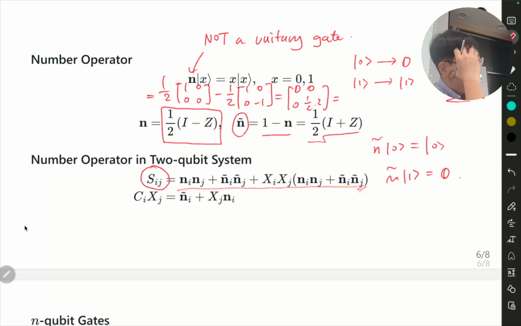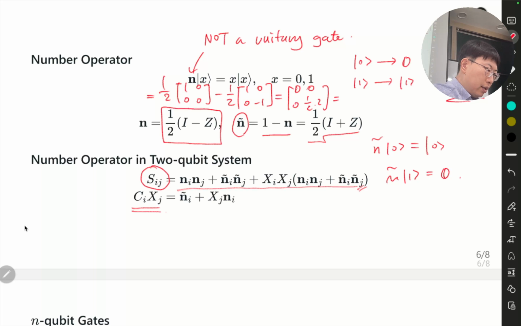Okay, same as the linear combination of these. So I'll give you time to think about why this is true after we look up all the slides content here. And also you can represent your CNOT gate in this way.